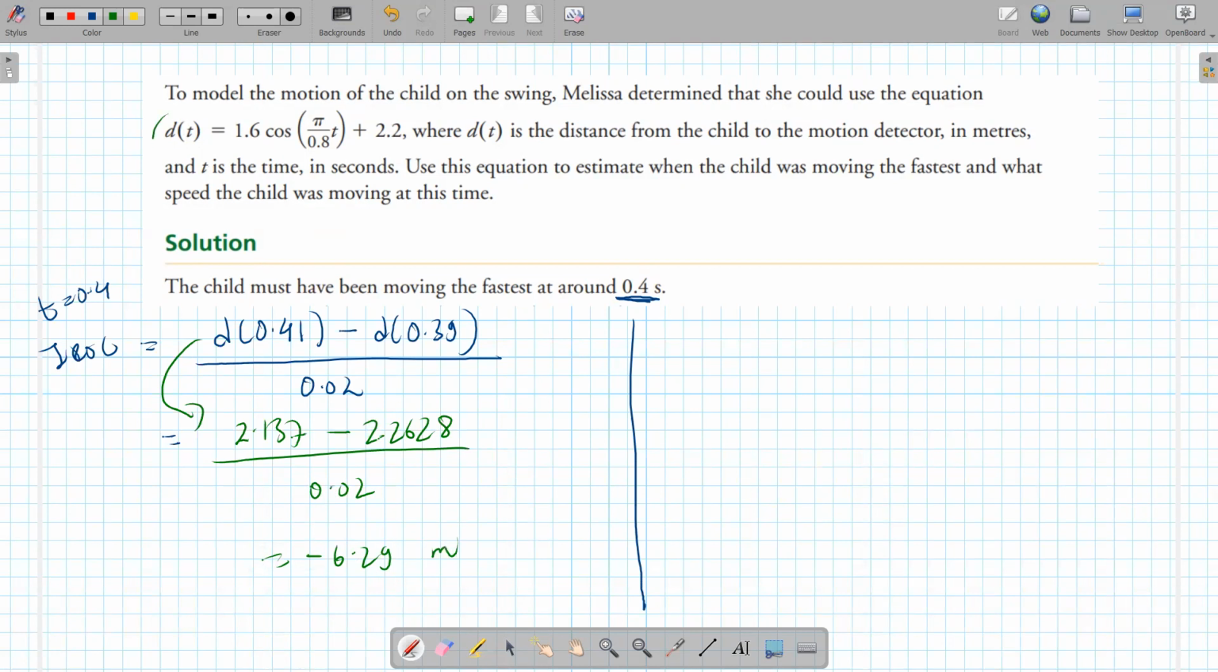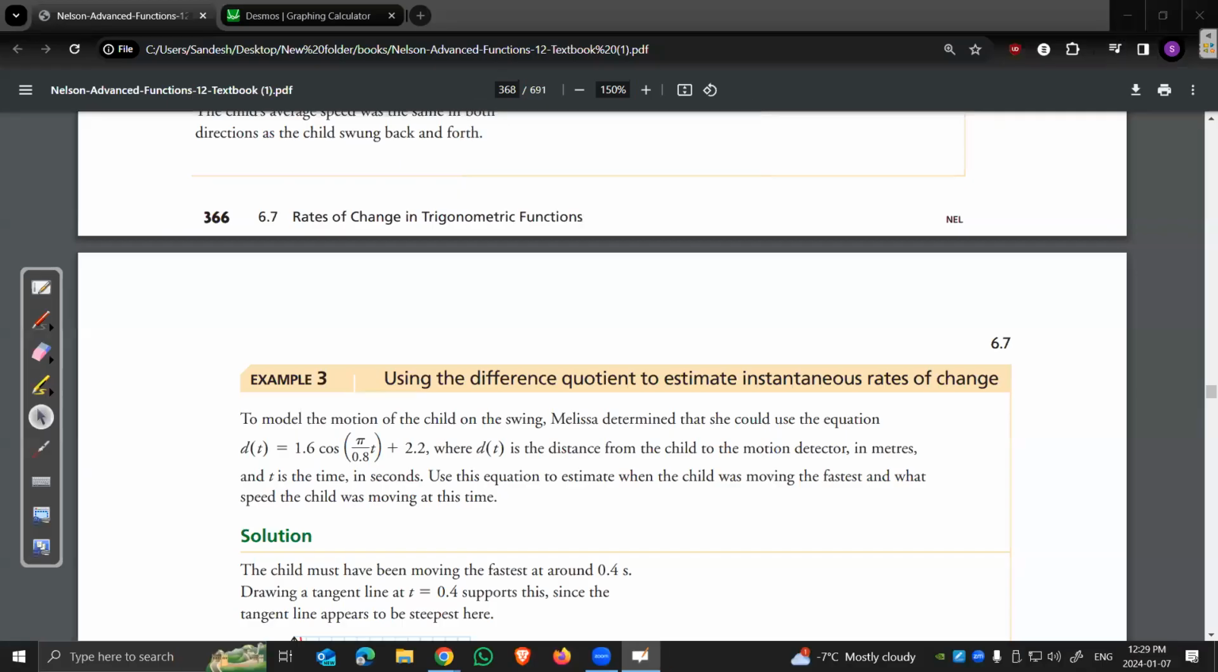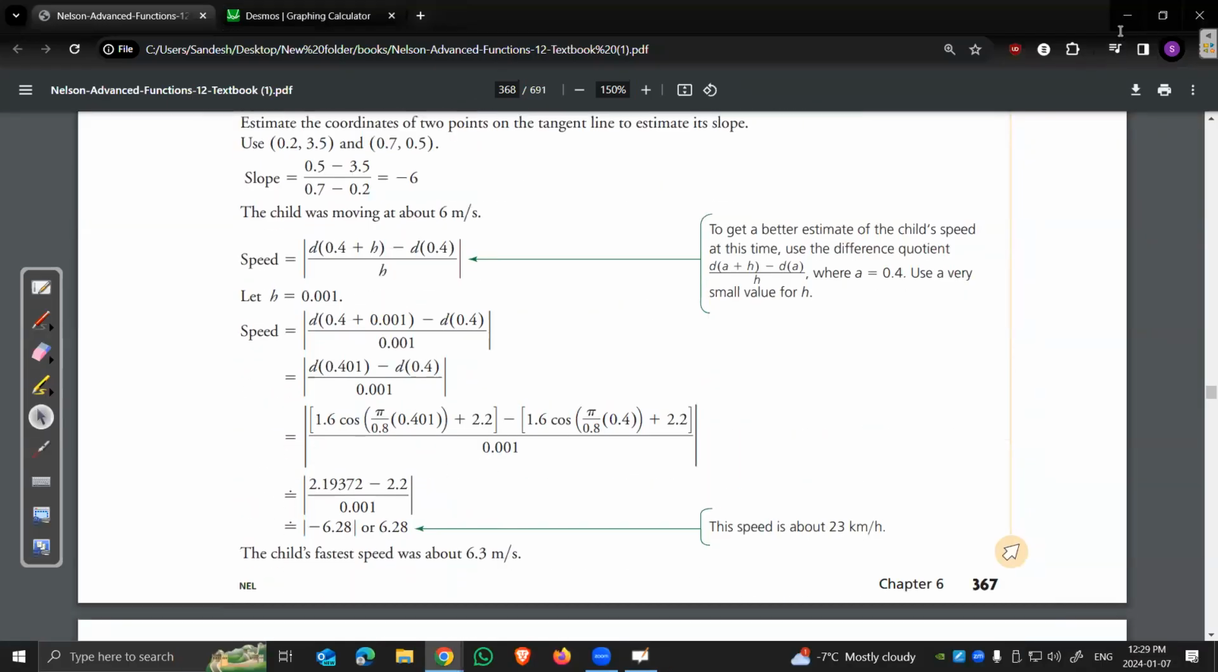meters, because d is in meters. And on the x-axis, we have seconds. So there we go, negative 6.29 meters per second. And that is a unit of speed. Remember, meters per second? Unit of speed. So that's how you do it, basically. That is all you have to do.